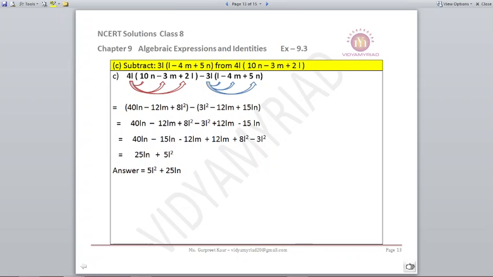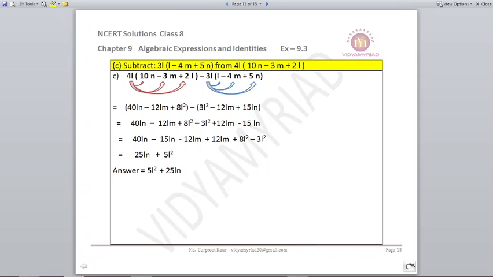Next step is collect the like terms together. So it becomes 40ln minus 15ln. So both are like terms. Then minus 12lm plus 12lm, they are also like terms, plus 8l square minus 3l square.